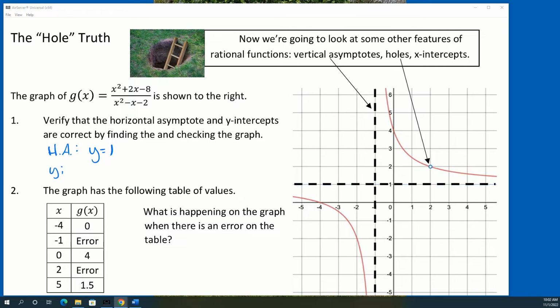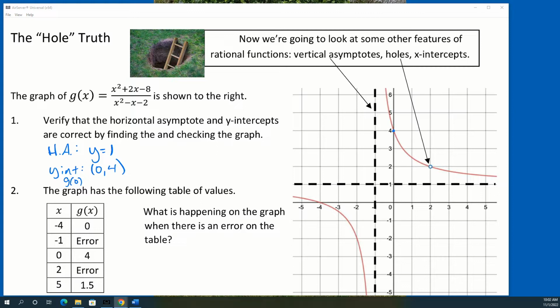And then for the y-intercept, how did we do that? Plug in 0. So we did g of 0. That's going to give you negative 8 over negative 2, which is going to be the point (0, 4). And that's exactly where it is. So that's good. It checked out.